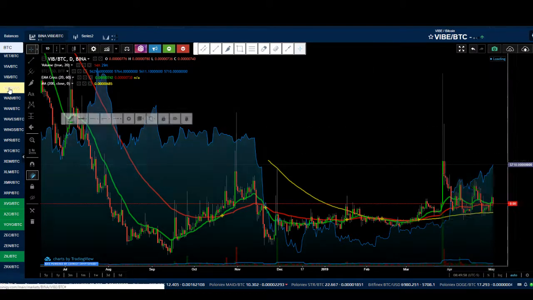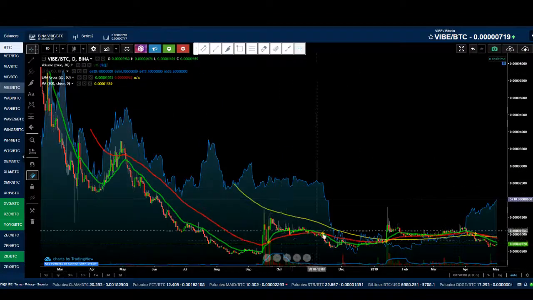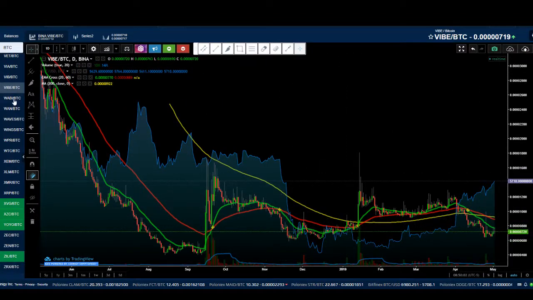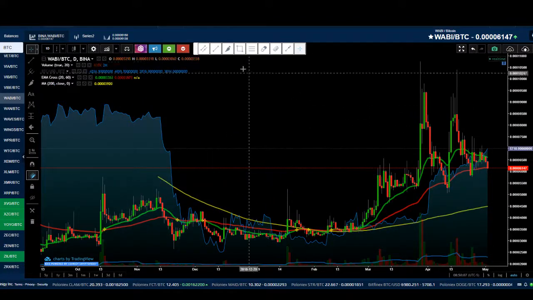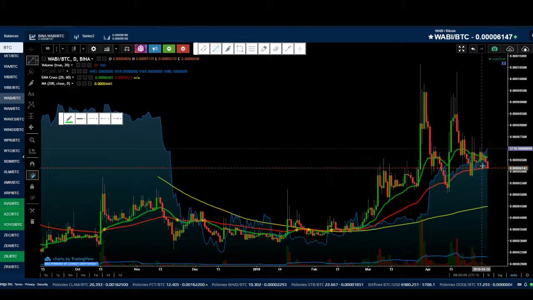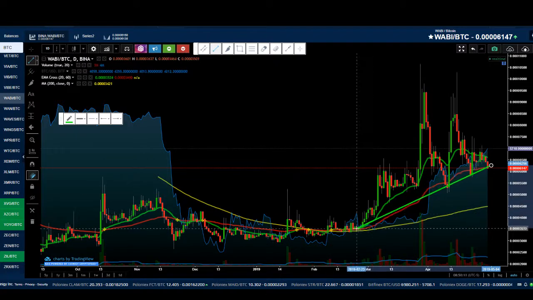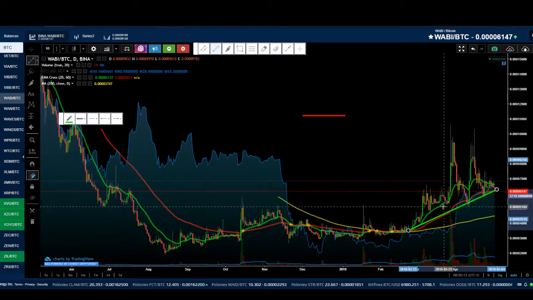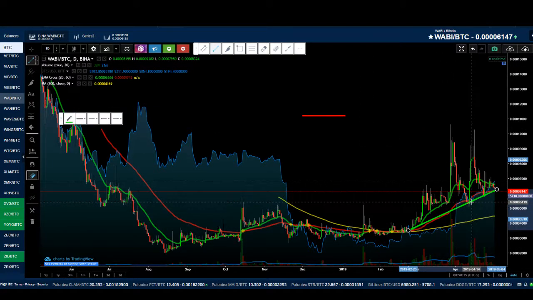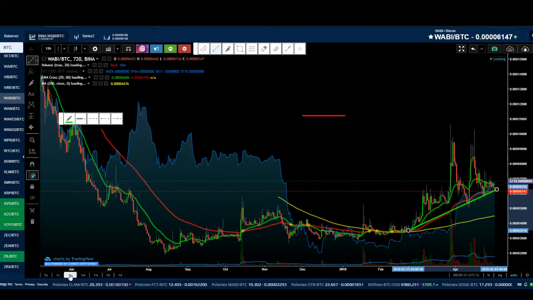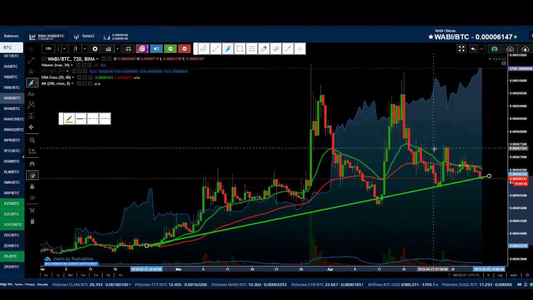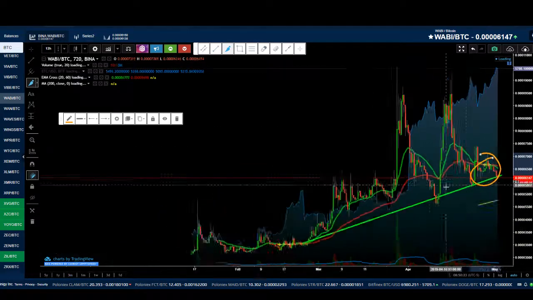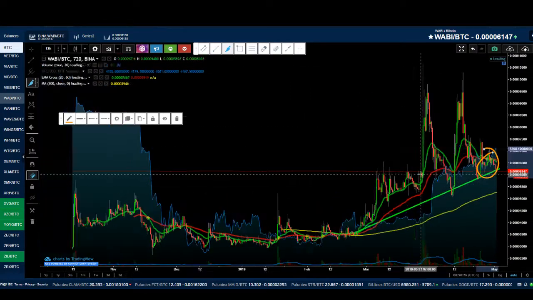Now VIBE is marked as a pass because it's up above these levels, but that's pretty close. Wabi is also a pass. However, top formation is there. We're at the 1 day view, go to the 12-hour, and the exponential moving average crossover has occurred. Some things to be paying attention to in this market right now.